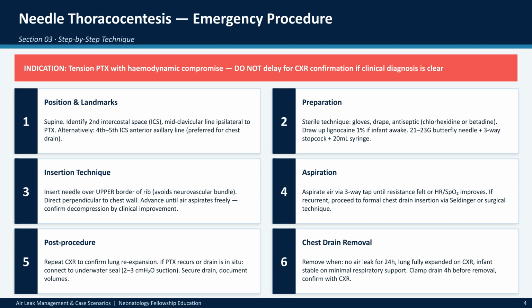Needle thoracocentesis is an emergency procedure for tension pneumothorax. Do not delay for a chest X-ray if the clinical diagnosis is clear. Key steps include proper positioning, sterile preparation, inserting the needle over the upper border of the rib, aspiration, and then securing the drain if needed, following up with the chest X-ray.